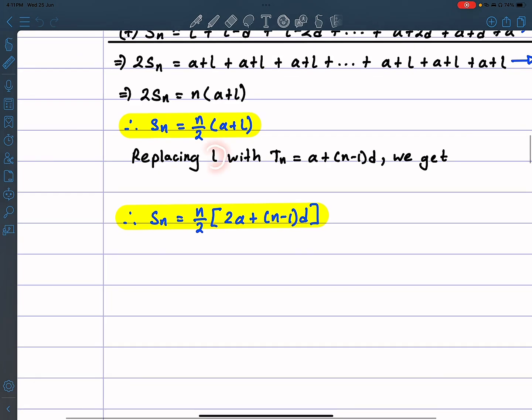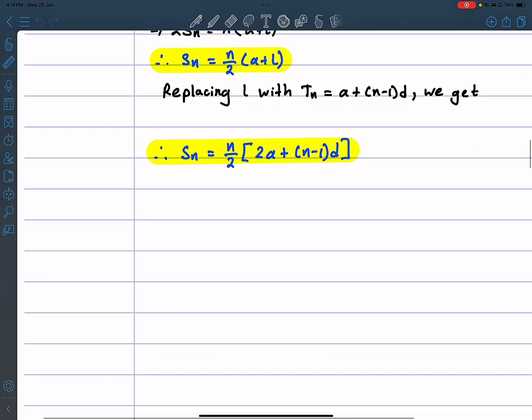But the last term isn't always known. They might give you the number of terms, the common difference, and the first term. So how can we write the sum in terms of those? We can replace the last term with T of n, a plus n minus 1 times d. So in place of l, we write a plus (n minus 1) times d. The two a's get added up to give you 2a, and the (n minus 1) times d is just there.